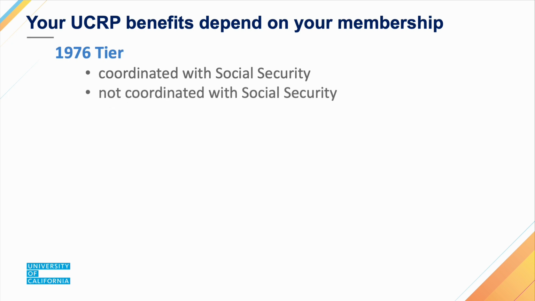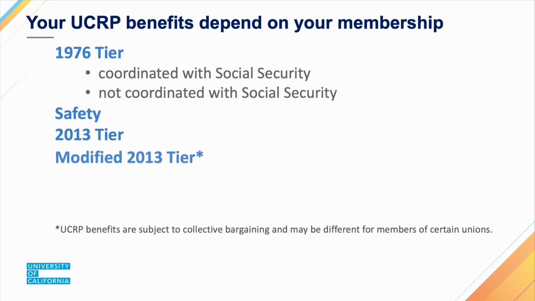A small number of 1976 tier members are not coordinated with Social Security, meaning that they don't pay Social Security taxes, and UC doesn't pay Social Security taxes on their behalf. This can also include safety members who are UC's police and firefighters. If you became a member of UCRP on or after July 1 of 2013, or were rehired on or after that date, but before July 1 of 2016, you're a member of the 2013 tier. Several unions negotiated a modified version of the 2013 tier, so your benefits could vary, so you should check your collective bargaining agreement for more information.